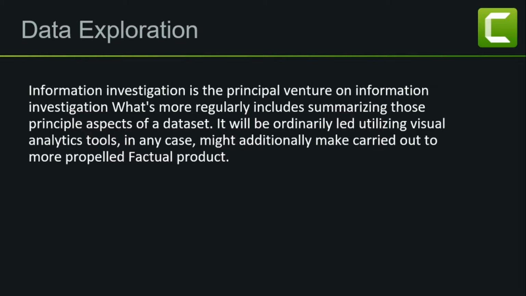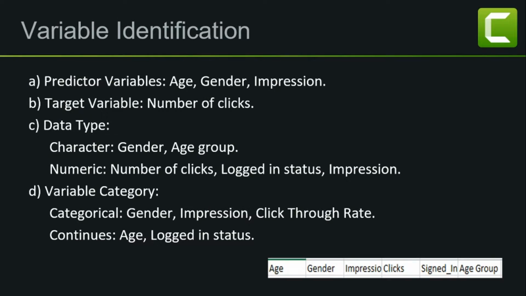It is commonly conducted using visual analytics tools, but can also be done in more advanced statistical software. The first step is variable identification. First, we identify predictor and target variables. Next, we identify the data type and category of variables, which in our case, predictor variables are age, gender, and impression. Target variable is number of clicks.